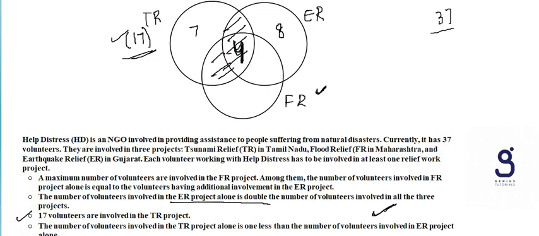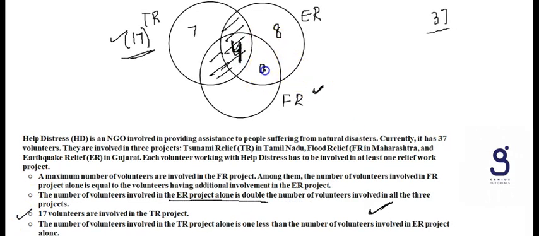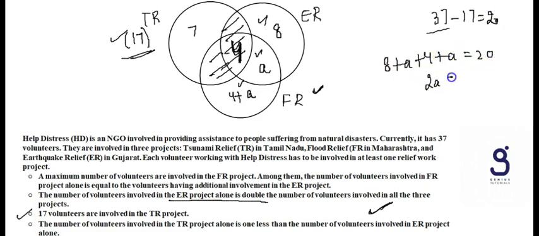Now if I take this part as A, it is given that this 4 plus A is also equal to FR alone. That means this is also equal to 4 plus A, and TR alone is 17. That means this and this region combined will be equal to 37 minus 17, that means 20. So we can say that 8 plus A plus 4 plus A is equal to 20, or 2A will be equal to 8 and A will be equal to 4. So this FR part will be 8, and this A part will be 4.